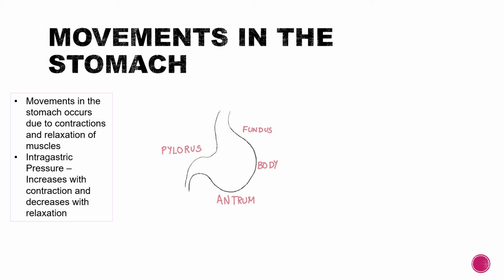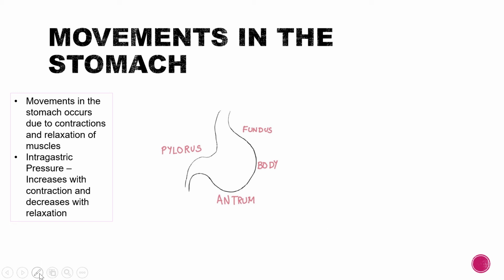Okay, so now let's go on to the movements in the stomach. The movements in the stomach basically occur due to contraction and relaxation of the muscles of the stomach. And the intragastric pressure, which can be measured, increases with contraction and decreases with relaxation. Now let's look at the different parts of the stomach.